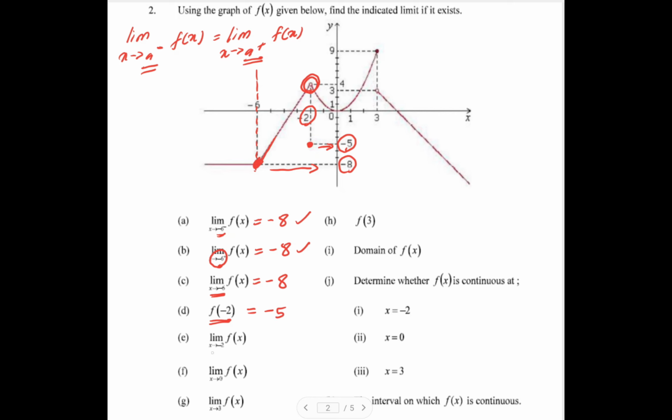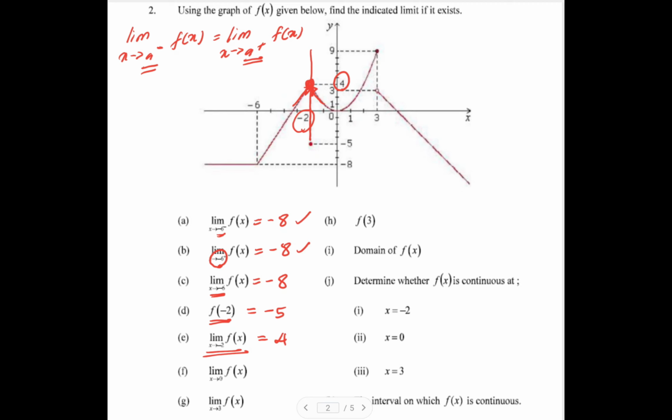And then the same thing for question E, limit as x approaches negative 2. When you want to find the limit as x approaches negative 2, where is the point negative 2? Here is the point negative 2. Then we check from the left what the value is, and from the right what the value is. The value from the left must be equal to the value from the right. So the value from the left at negative 2 is this point, it stops here, and from the right at negative 2 it also stops here. Therefore the answer is 4.